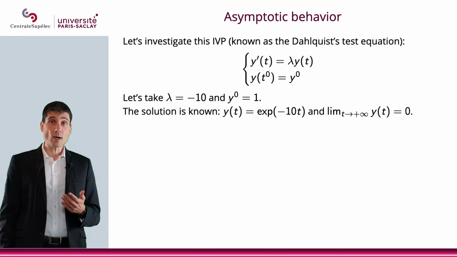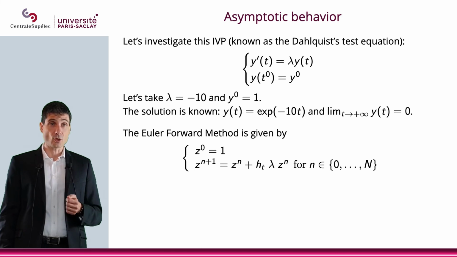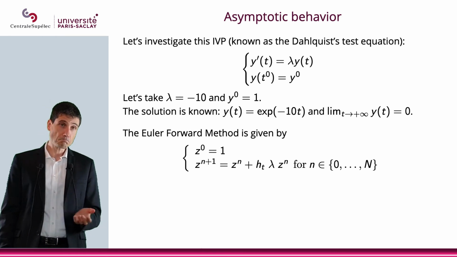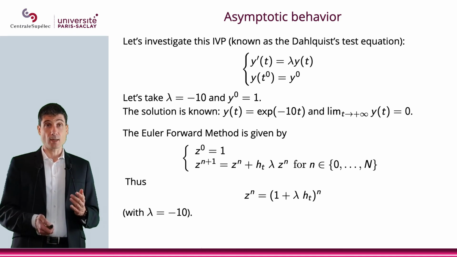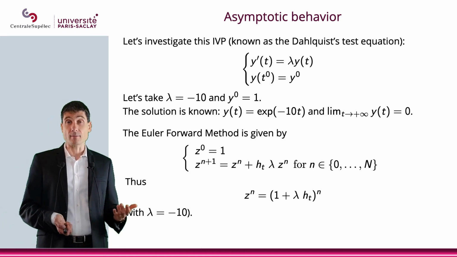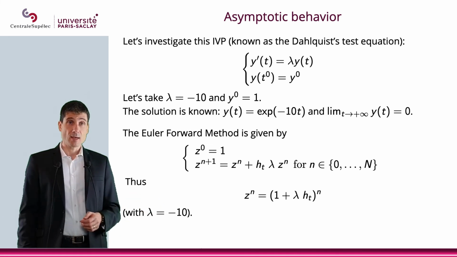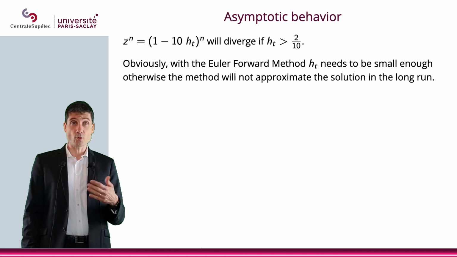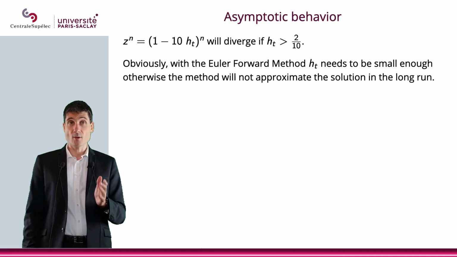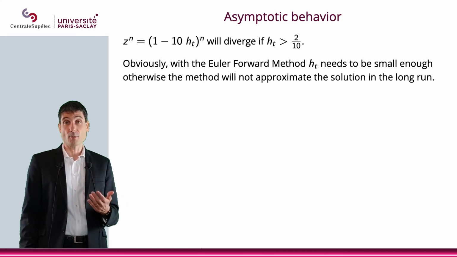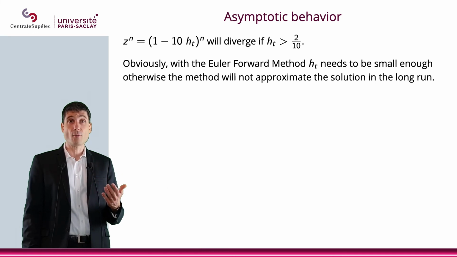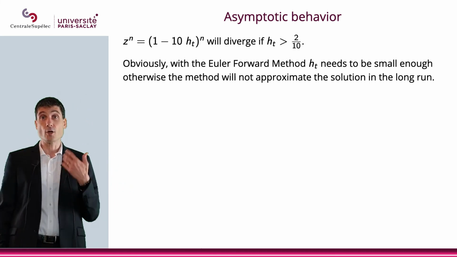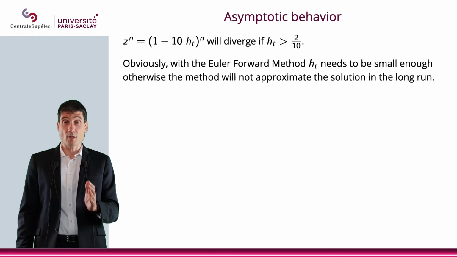Things are going well. Now, let's try to apply the Euler forward method to it. So let's start with z0 equals 1, and I'm going to do z_{n+1} equals z_n plus h lambda z_n. Okay? So what we have is z_n equals 1 plus lambda h raised to power n. So far, it makes perfectly good sense, right? And we have lambda, which is -10. So what it means is that we have z_n equals (1 minus 10h) raised to power n. This will diverge if the step is not very small. If the step is greater than 1/5, then the Euler forward method will not converge, because obviously I raise to the power n something that is not in absolute value smaller than 1.